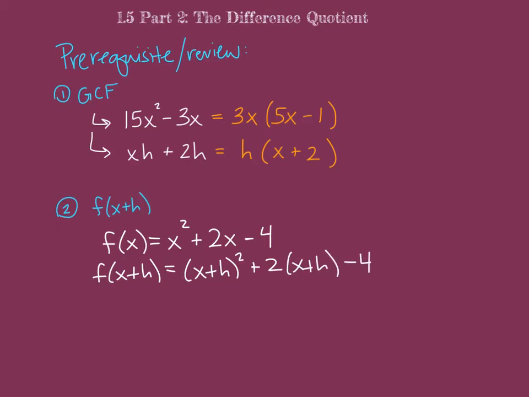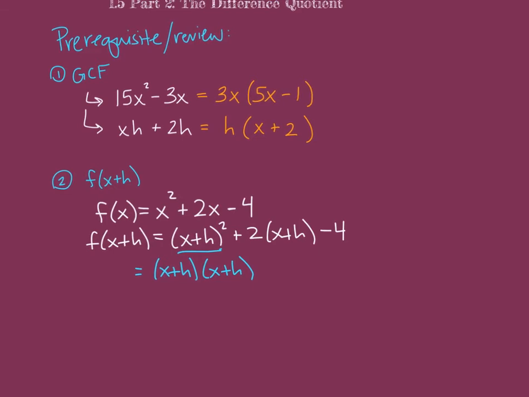The biggest area that students will make errors in is squaring x plus h. So in order to square this, we need to multiply it by itself, x plus h times x plus h. That's what I'll focus on first. When we multiply something by itself, we're squaring it, so we need to distribute. So we're going to do x times x, and then x times h. So we'll get x squared plus xh. Then we'll distribute the h through, h times x and h times h.